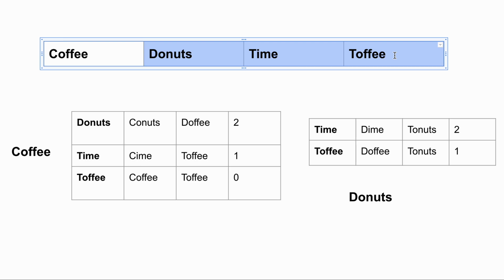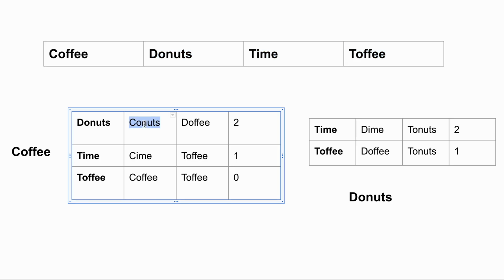So one more additional condition is that the new words that you form should not be in the original array. For example, here if you take the word coffee swapped to form "conuts", is it valid? Yes, this is a valid word. Why? Because it is not there in the original array. Similarly, is "doffee" valid? Yes, it is valid. Why? Because it's not there in the original array. However, if you take "time" and "toffee", right? "Time" is valid. Why? It is not there in the original array. But "toffee" is there in the original array. So if you look here, with all the combinations of the words, 6 of them are valid. So that will be our answer.